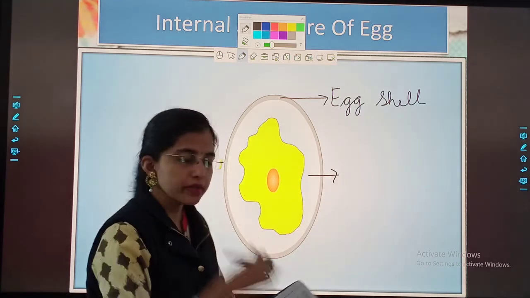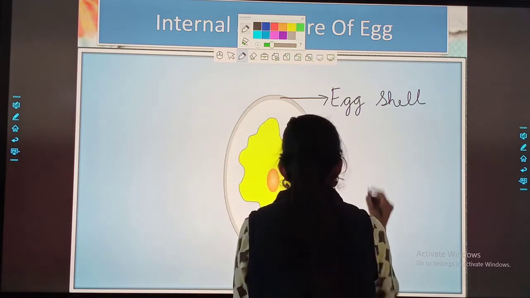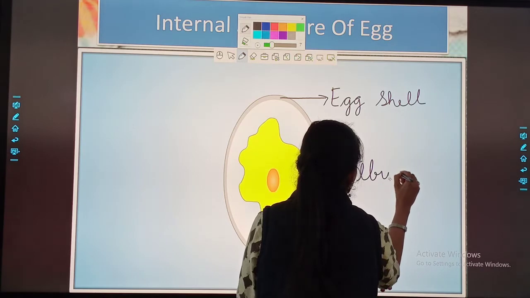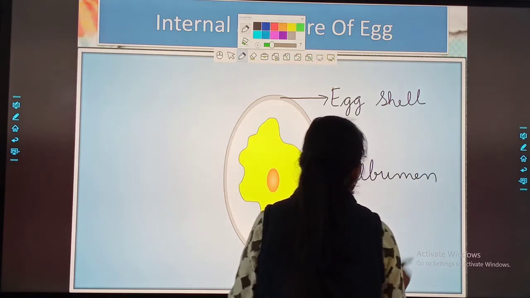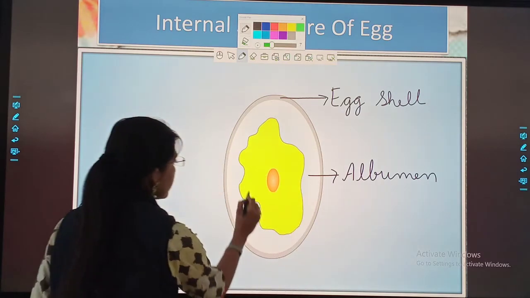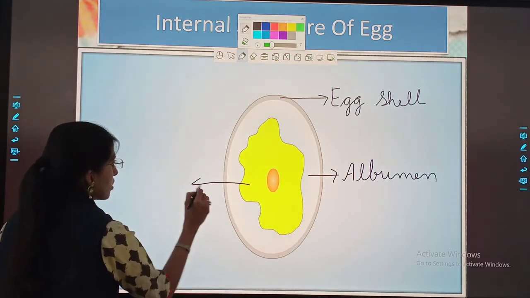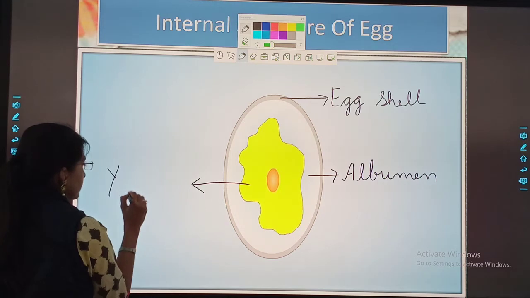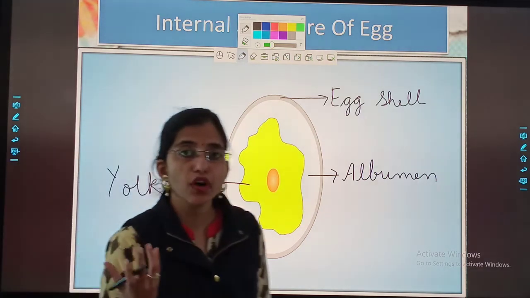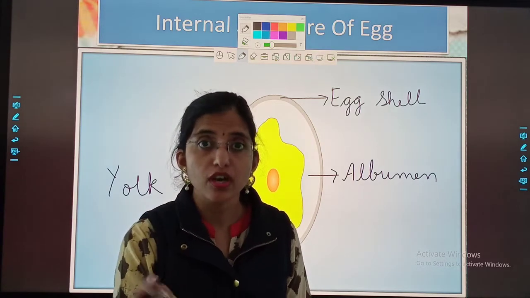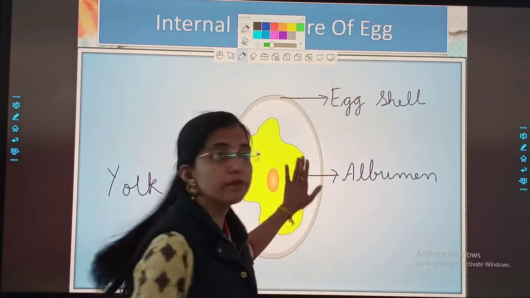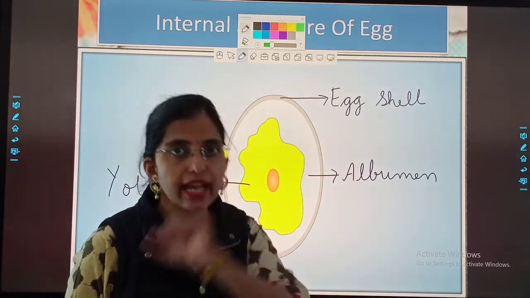Come on, mark with me. Albumin, it is also known as egg white. Then we are having yolk. What is the function of yolk? Yolk contains food for the embryo which will be developing inside the egg.